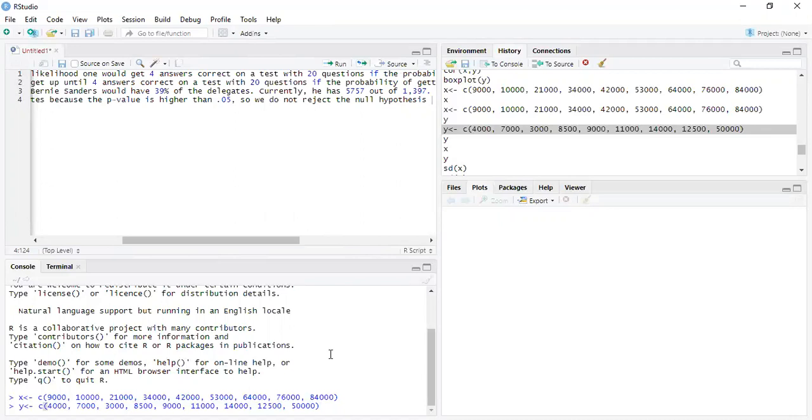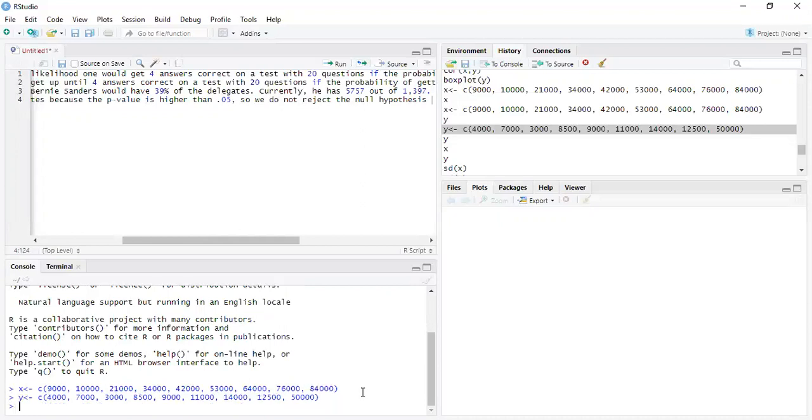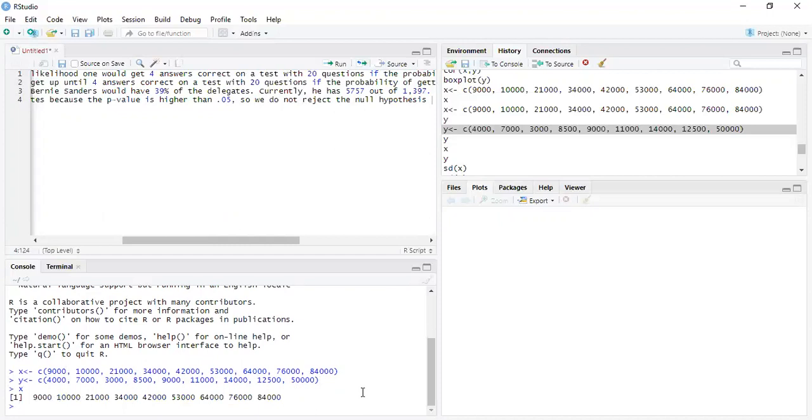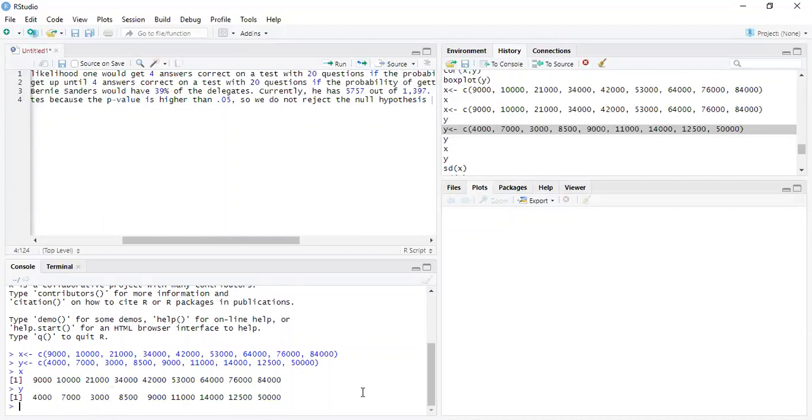So I already put it up there, as you can see. X, you have to do c of 9,000. Remember commas so we can get it. And I always check to make sure I did this right. So X is basically the income people are making. So I always check, you just hit X. All right, so we have it right there. It did go through. And let's see, Y is another one. And it did go through, so that's fine.